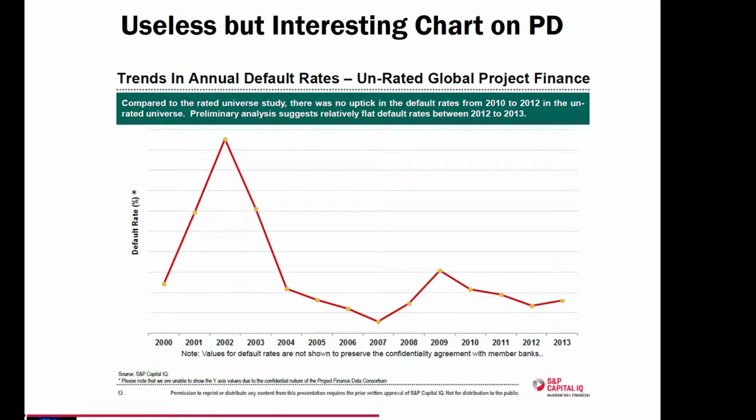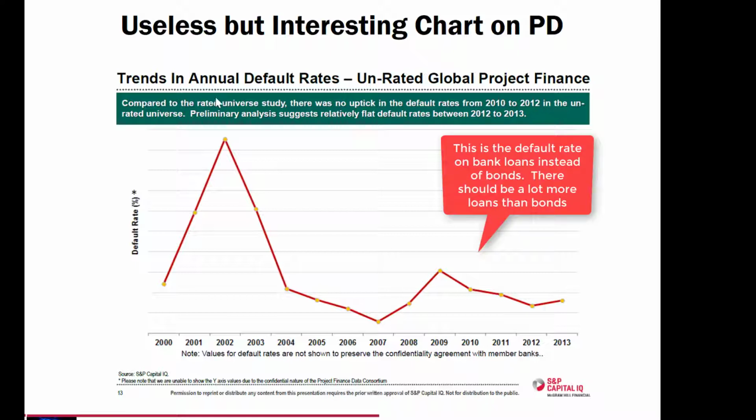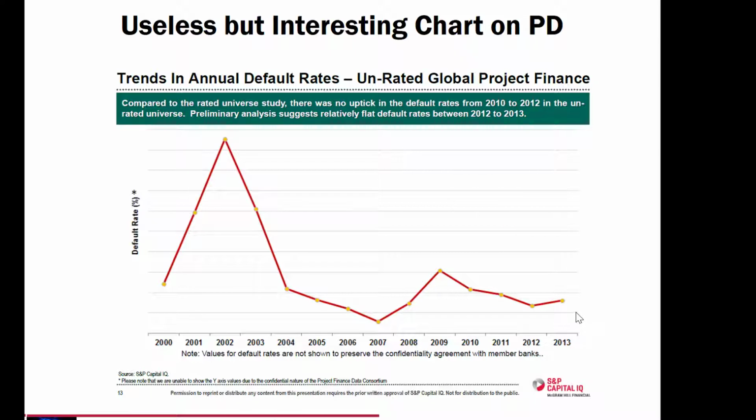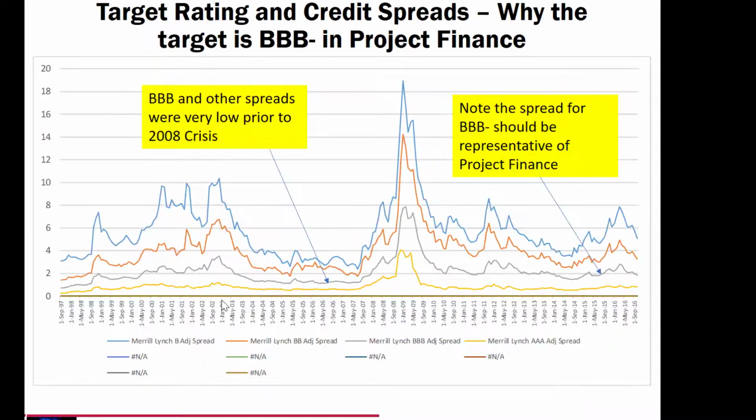And then they give you something really, really interesting. It's a default rate on loans, not bonds. But they don't give you the y-axis. Who knows? I don't know if this is 0.5%. I don't know if this is 1%. We don't know what this is. But they show you it's kind of stable. It didn't go up dramatically in 2008. I don't know what happened in 2002, if they included telecoms in here or what.